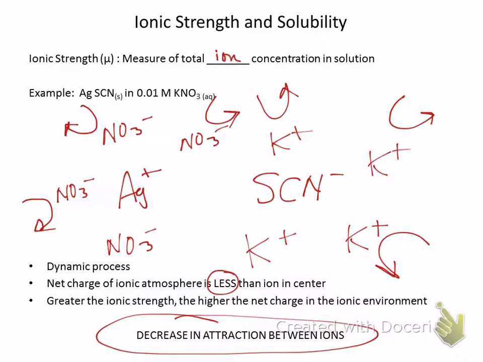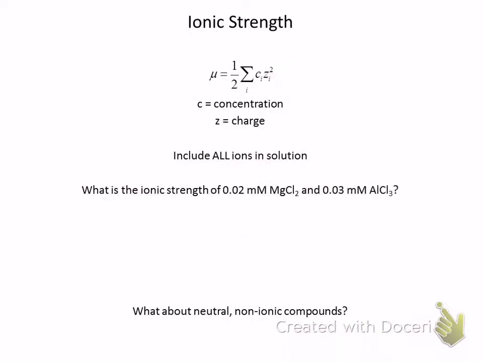So we need to have a way, when we actually calculate mu, to account for concentrations and their charges for each of the individual ions in solution. And that's exactly what we're going to do. We have mu is equal to 1/2 the sum of all of the concentrations of each of the individual ions times each of their charges squared.